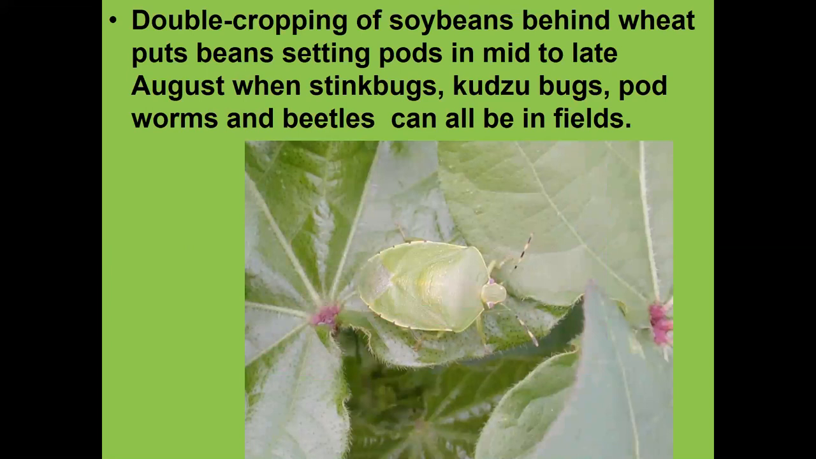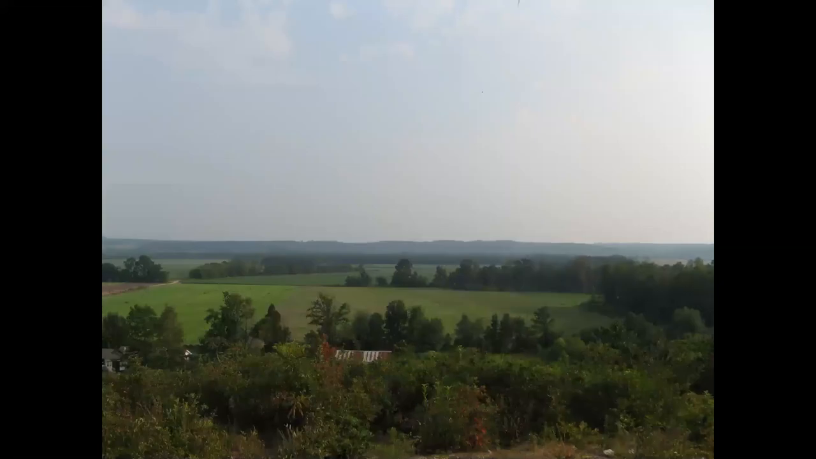Remember that when you plant late planted beans, double crop beans, you're going to have a lot of different kinds of insects present. You may have sub-threshold levels of these insects present. It's going to be very difficult for you to make treatment decisions sometimes with these low levels present, but having many different species. And I will close with that.